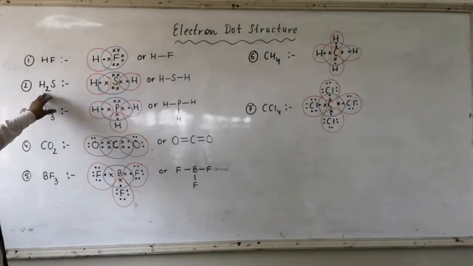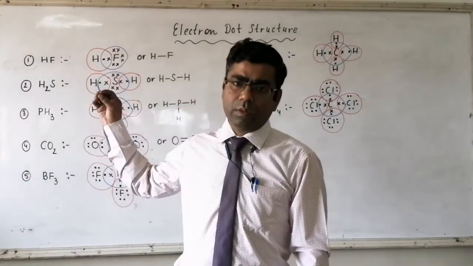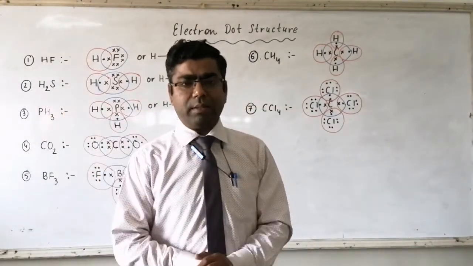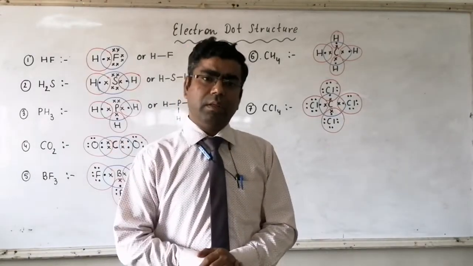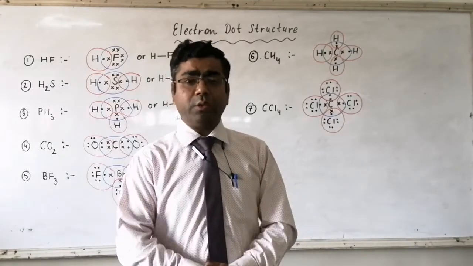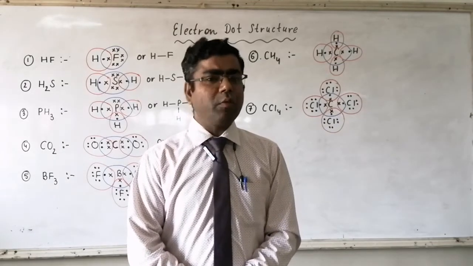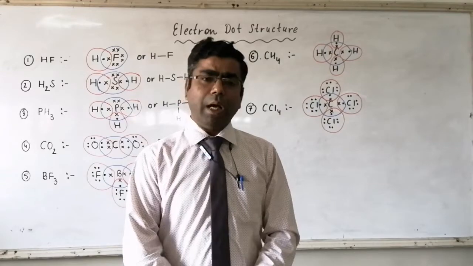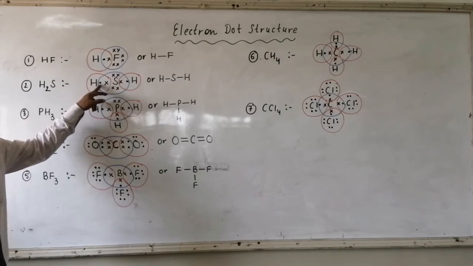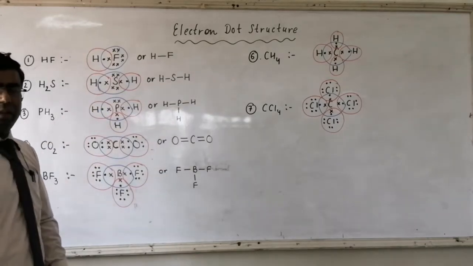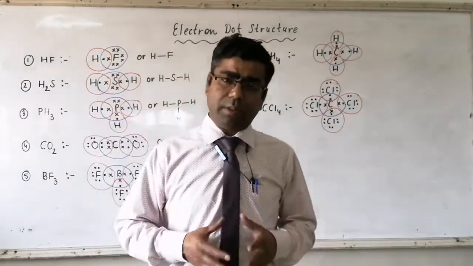Then comes your H2S. We have to show the electron dot structure for H2S. Hydrogen, again, atomic number 1, valence electron 1. Sulfur, atomic number 16, so electronic configuration will be 2, 8, 6. Sulfur contains 6 valence electrons. Now, the electron of hydrogen is shown by a dot sign and the valence electrons of sulfur by a cross sign. Hydrogen has to complete the duplet and sulfur has to complete the octet.